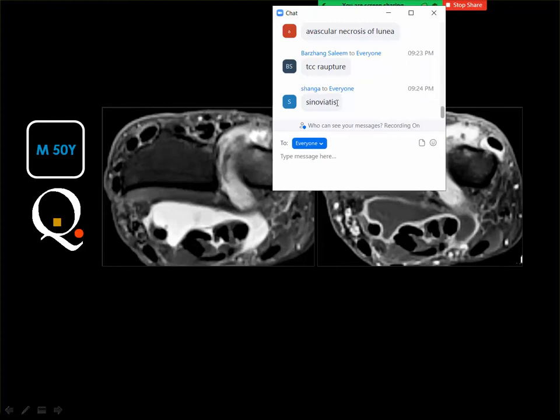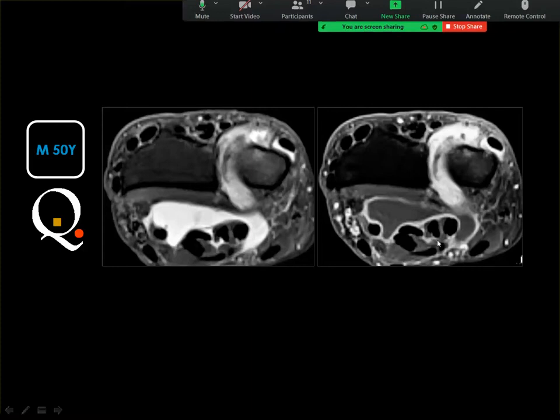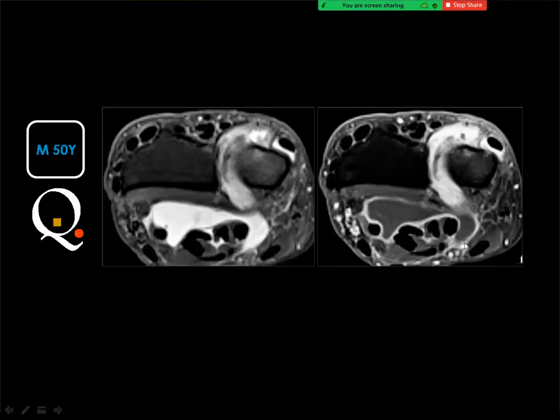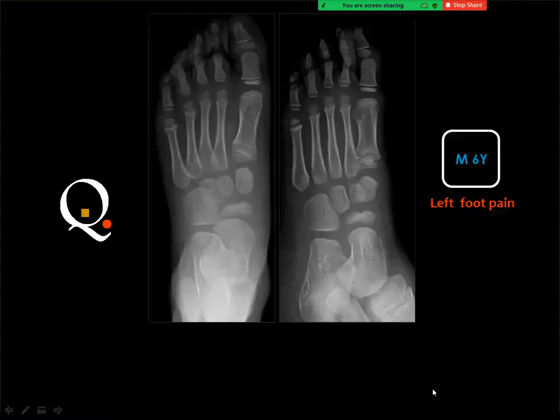joint. Yes, and this is synovitis, and the most common type of synovitis in this area is due to rheumatoid. Here you can easily appreciate the degree of synovial thickening and enhancement, which is diagnostic of synovitis and effusion, commonly seen in cases of rheumatoid arthritis.